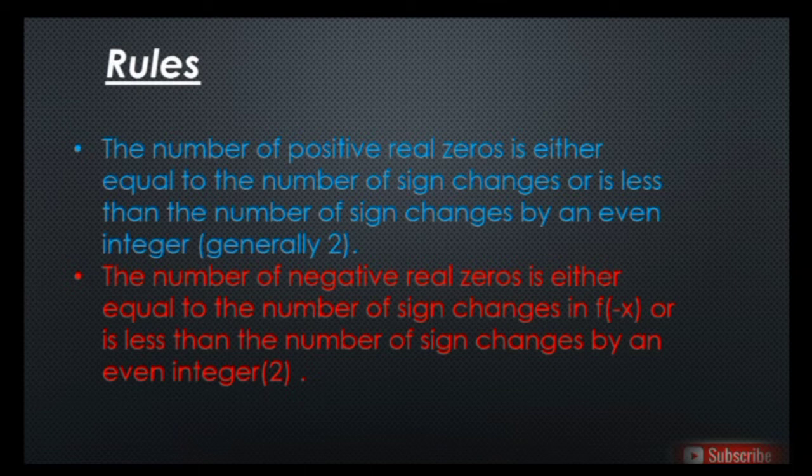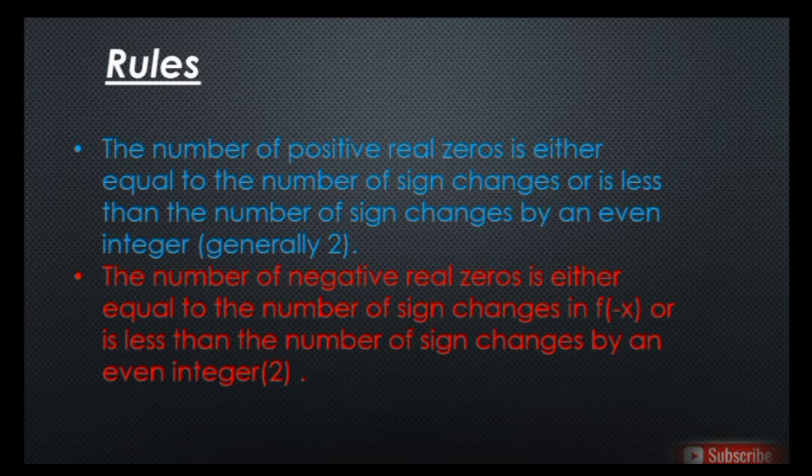Okay, and the number of negative real zeros. Remember, real zeros are positive, negative, and 0. So, the negative real zeros can be determined by just replacing the x in the function f(x) by minus x, and we'll find the new equation. Then we'll use the first rule, which is counting the number of sign changes in the function.